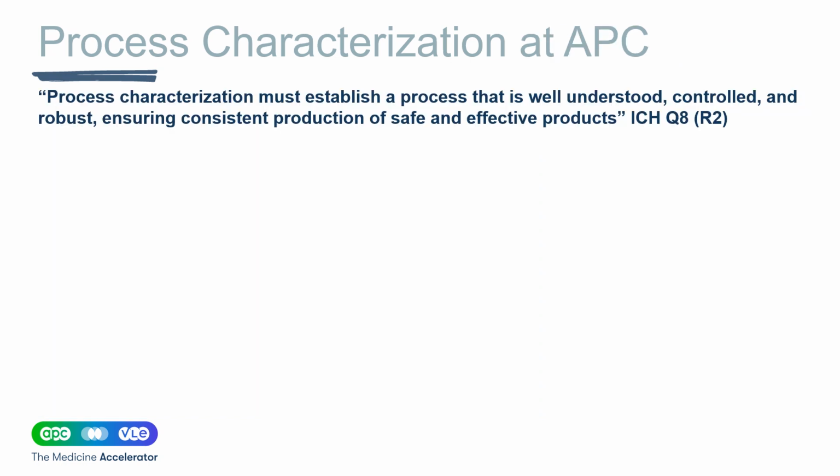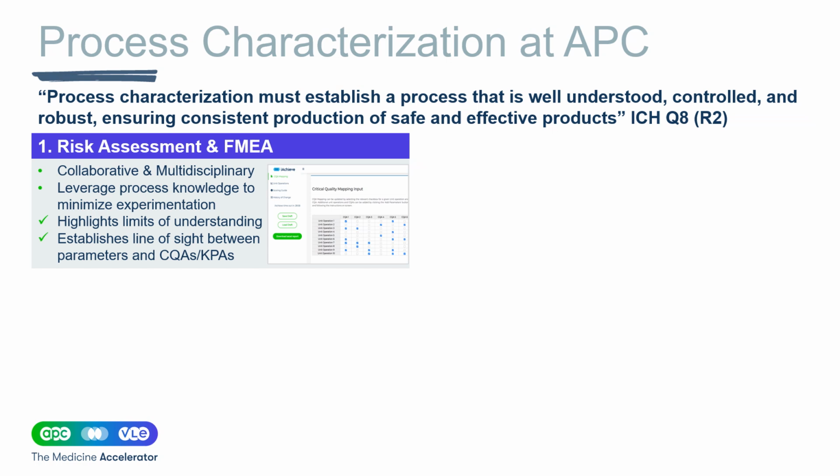So first I'll define in more detail the technical component, and then some specifics on the iAchieve capabilities before jumping into a case study. As we're all aware, the objective of process characterization is to establish a process that is well understood, controlled, and robust, ensuring consistent production of safe and effective products. And at the Medicine Accelerator, we break down our PC programs into a four-step workflow, the first of which is risk assessment and FMEA. In this step, we look to review historic data and process knowledge in order to highlight the limits of process understanding.